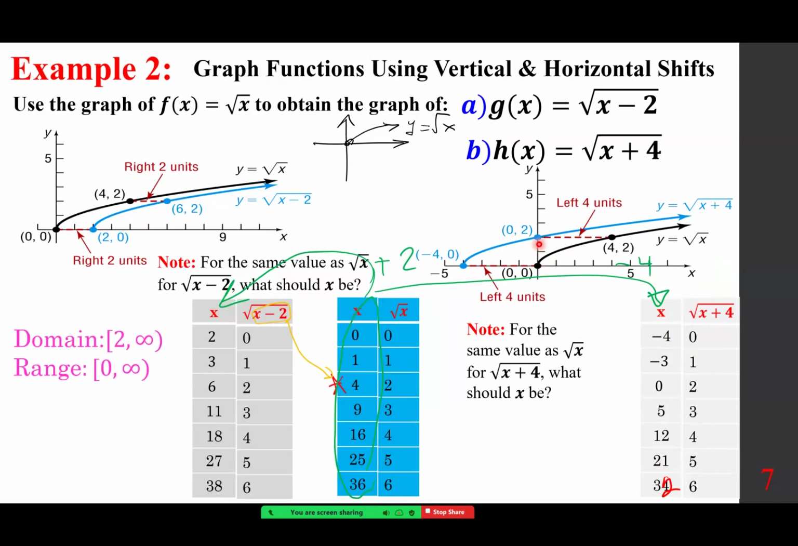Again, the range doesn't change. It covers the same as before, the positive side of the y-axis, including the 0. But the domain for this one, remember, was from 0 to infinity, but it goes to the left by negative. So from negative 4 to infinity. So it does have an effect on the domain of the function. It makes no difference when it comes to the range.